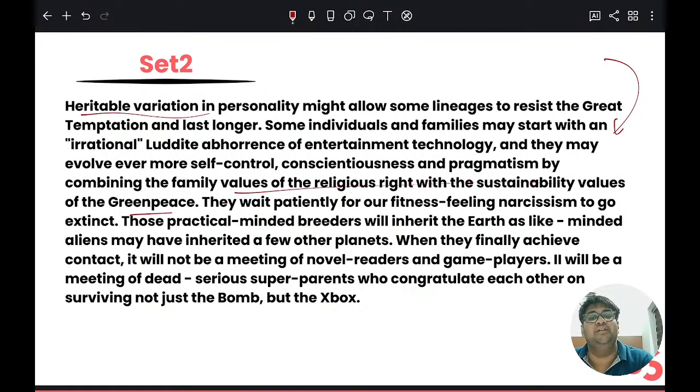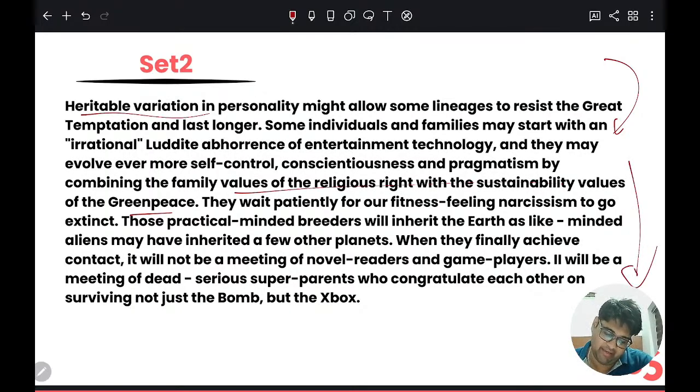They wait patiently for our fitness-faking narcissism to go extinct. Those practical-minded breeders will inherit planets, like-minded aliens may have inherited a few other planets. When they finally achieve contact, it will not be a meeting of novel readers and game players, it will be a meeting of dead serious parents. Serious superfans who congratulate each other on surviving not the bomb, but the Xbox.